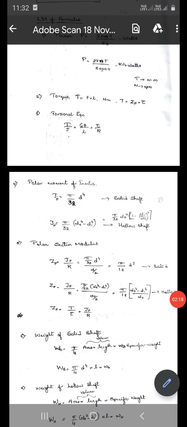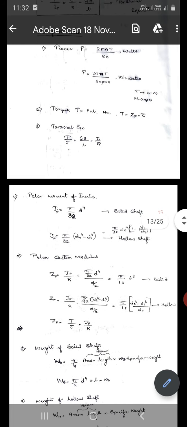Fifth one, polar section modulus Z equals J by R. That is pi by 32 D raised to 4 over D by 2, which is pi by 16 D cube, for a solid shaft. For a hollow shaft, Z equals J by R, which is pi by 16 into (Do raised to 4 minus Di raised to 4) over Do. Z is also T by tau or J by R.